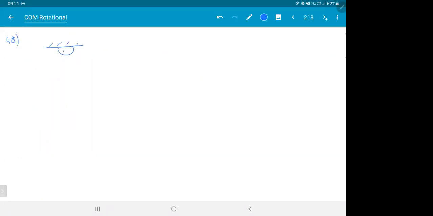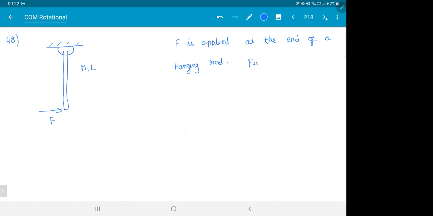So we have a hinge here and there is a rod, and you're applying a force F here, mass M and length L. F is applied at the end of a rod which is hanging. Find alpha of the rod, the angular acceleration, and the acceleration of center of mass of the rod. So the rod's center of mass has a translational acceleration.